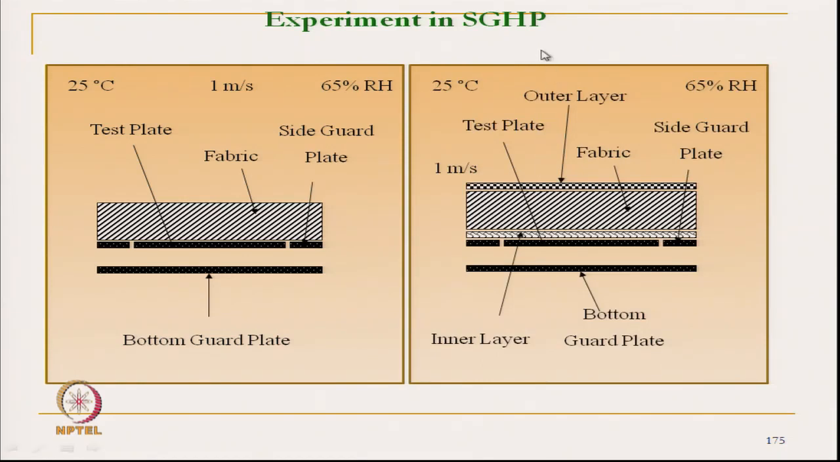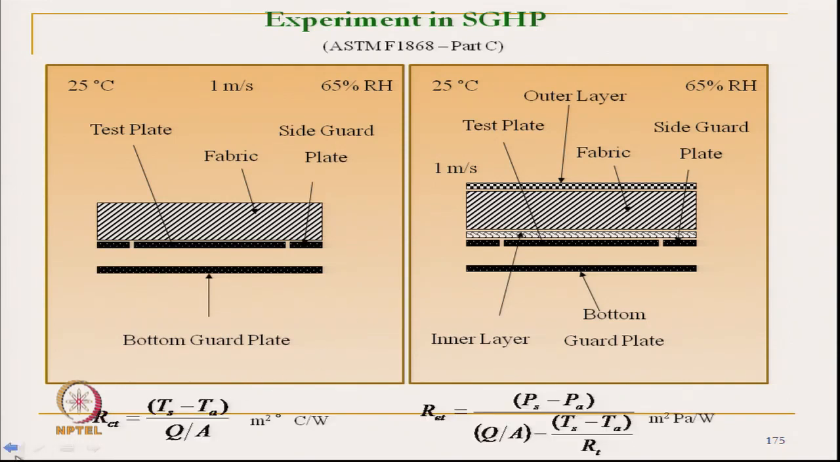again the sweating guarded hot plate is used to measure the thermal transmission, that is, dry heat transmission characteristics, where T_a is the ambient temperature, and the test plate temperature is used here. The evaporative resistance is also measured, where we have measured the vapor pressure at two different levels.